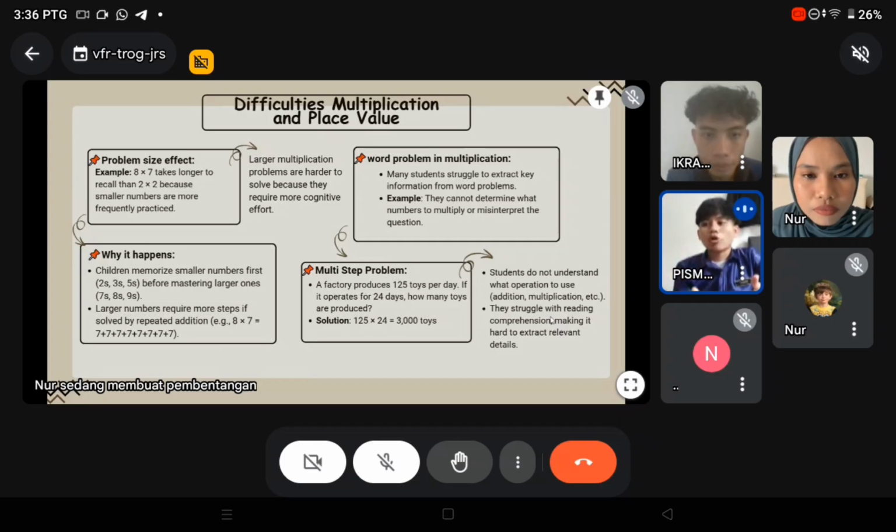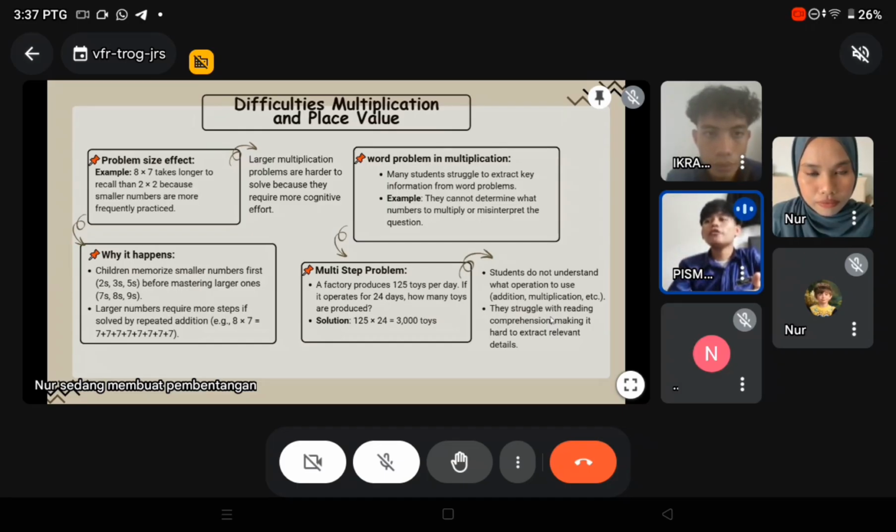So in multi-step problems, for example, a word problem in multiplication: a factory produces 125 toys per day. If it operates for 24 days, how many toys are produced? So the solution is easy. Just 125 times 24 equals 3,000 toys. So the problem is students do not understand what operation to use, like addition, multiplication, or many more. And they struggle with reading comprehension, making it hard to extract relevant details.